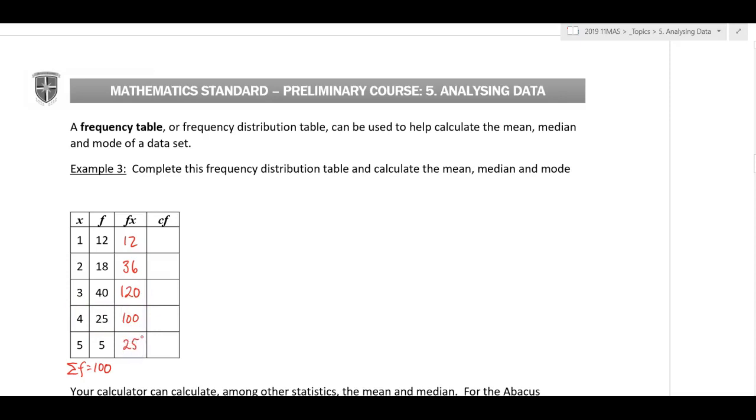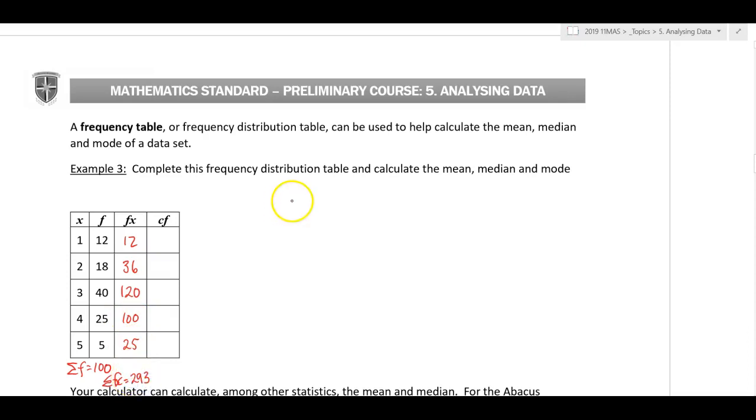Now, if I add these together, I'll have to do that. I need a little bit more space here. The sum of the fx column. Whoops. The sum of the fx column, this one here. 12 and 36, 48, 168, 268, 288, 293.